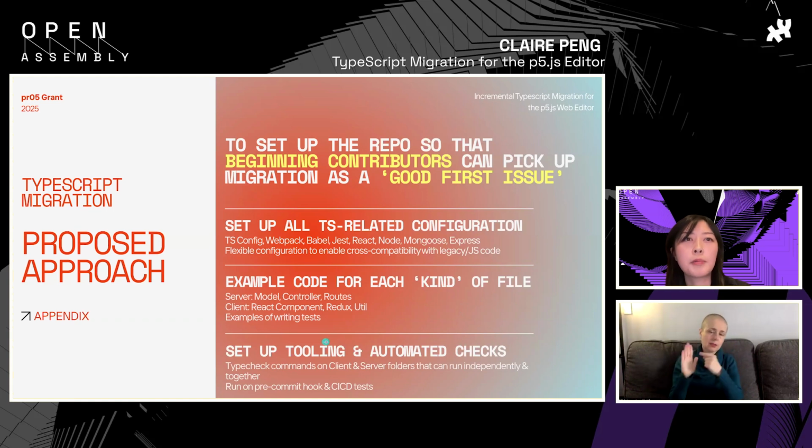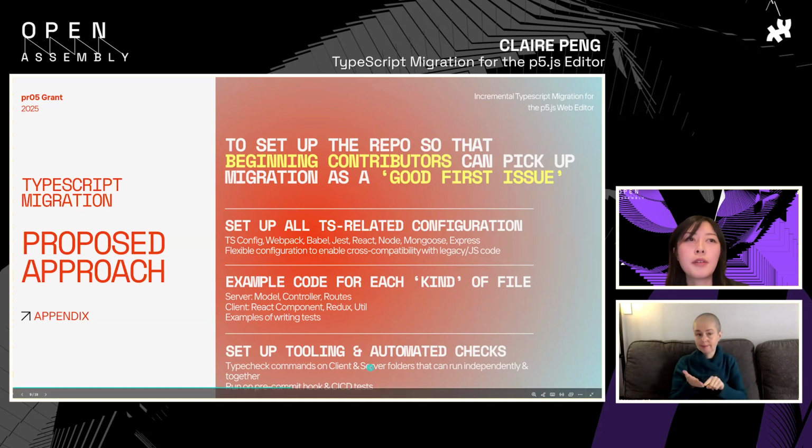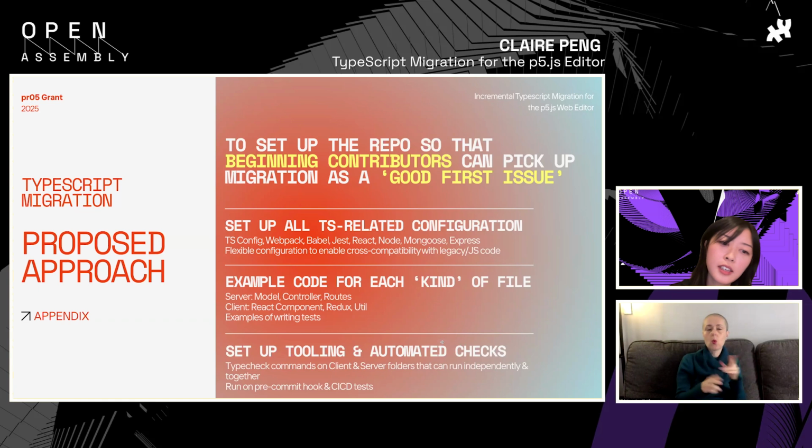And lastly, setting up tooling and automated checks. So that spell check that I was talking about, the type check, having that run manually or automatically when a user is trying to save and upload things or add changes to the code base.